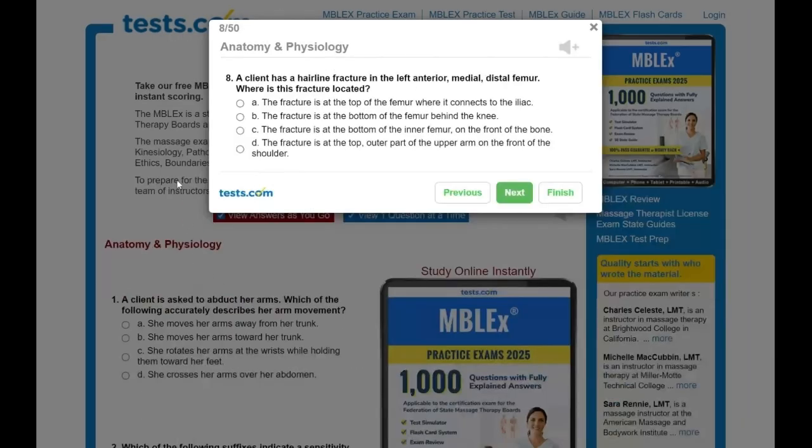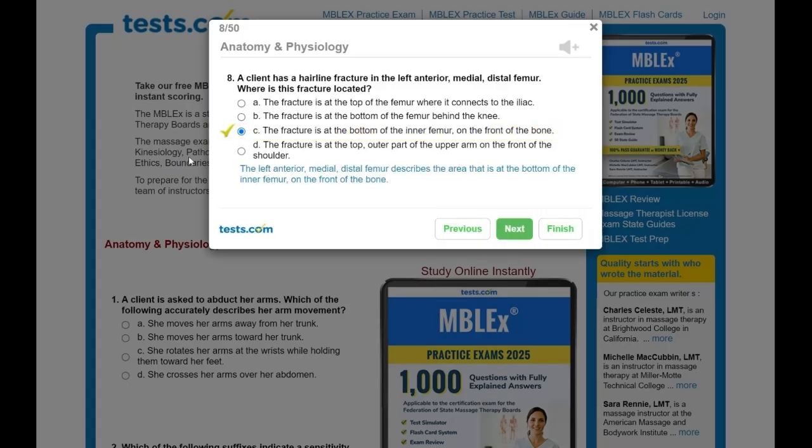Question 8. A client has a hairline fracture in the left anterior medial distal femur. Where is this fracture located? A. The fracture is at the top of the femur where it connects to the iliac. B. The fracture is at the bottom of the femur behind the knee. C. The fracture is at the bottom of the inner femur on the front of the bone. D. The fracture is at the top outer part of the upper arm on the front of the shoulder.